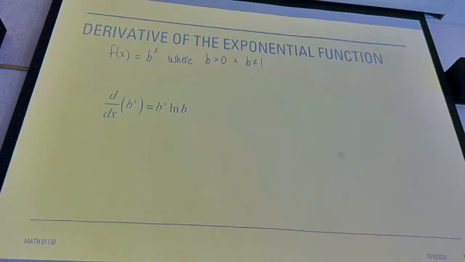So this is the really hard derivative. Hope you're prepared. Derivative of e to the x is e to the x. Did you show us that earlier in the semester?